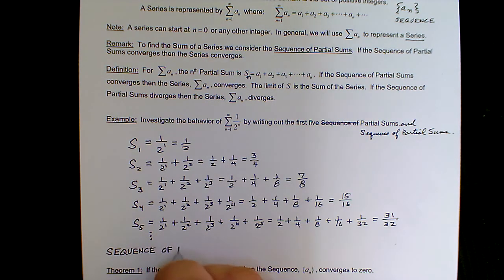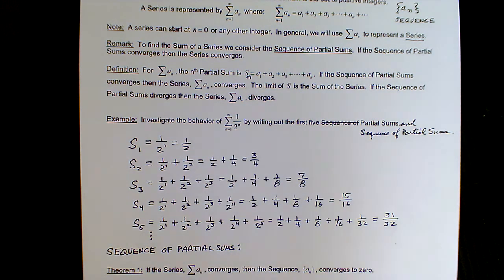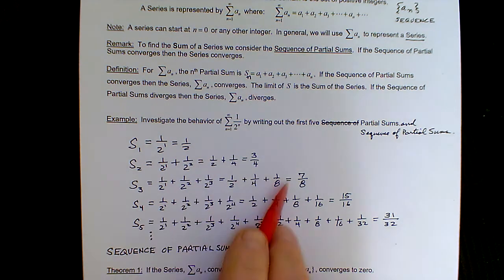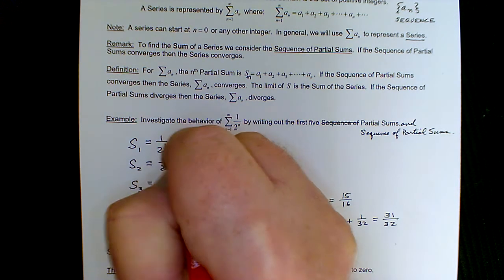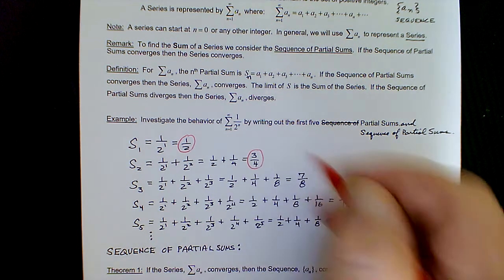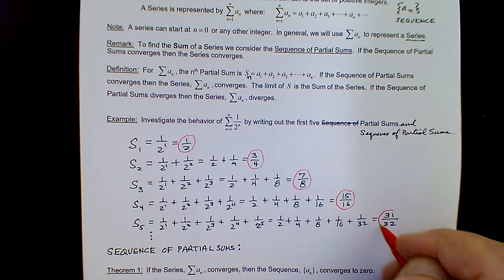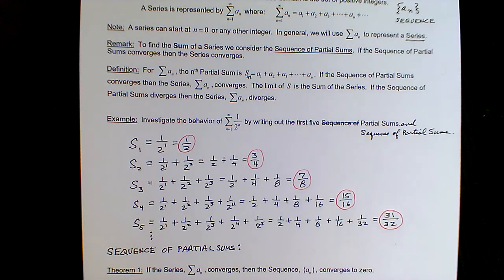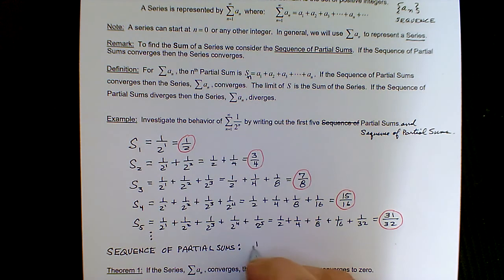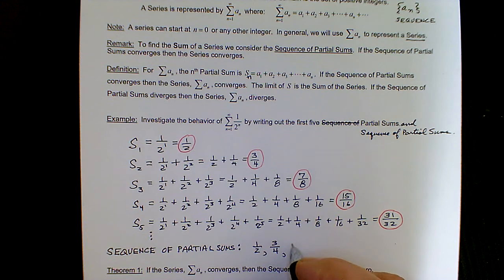And remember, a sequence is just a list of terms. So if it's the sequence of these partial sums, it's a list of these results: 1/2, 3/4, 7/8, 15/16, and 31 over 32. So 1/2 as a sequence, a list of terms, 3/4, 7/8, 15/16, 31 over 32. And that continues.